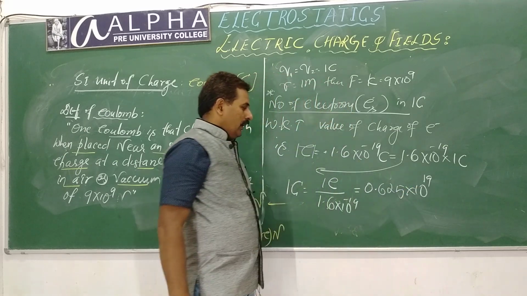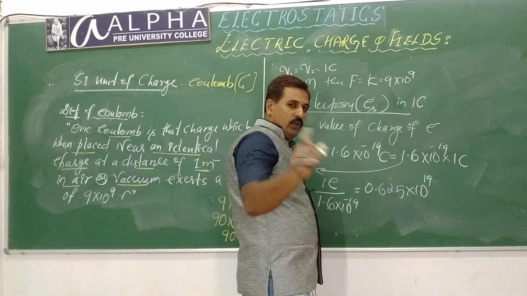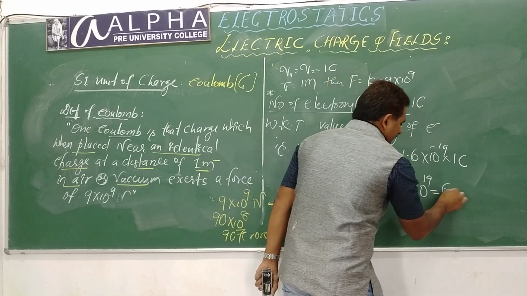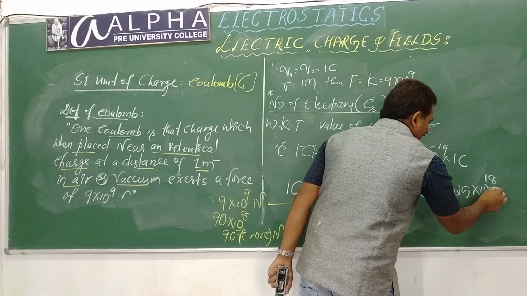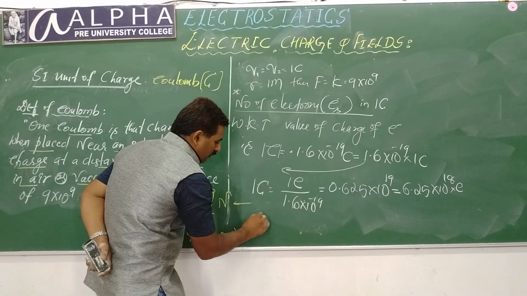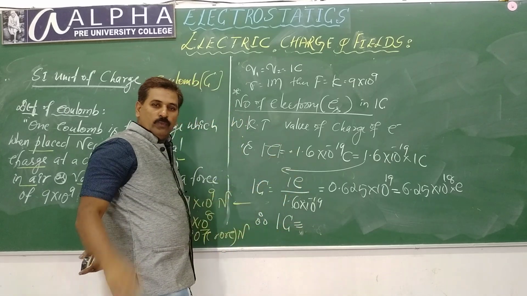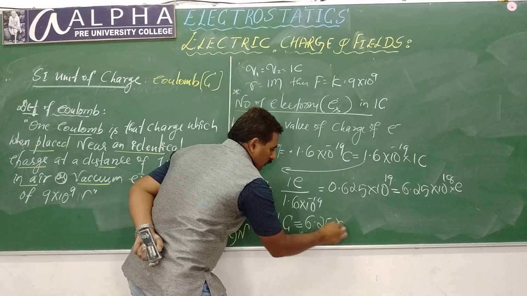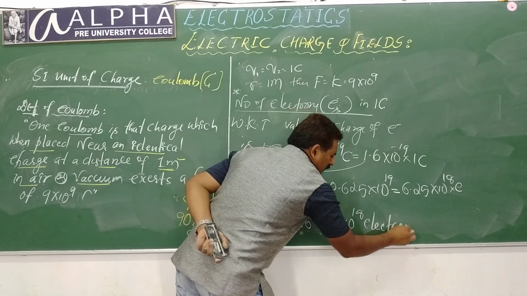I showed you in a simple problem in the previous video. Do it again. And finally, if we shift one place, it becomes 6.25 10 to the power 18, times electronic charge. Therefore, students, 1 coulomb is equivalent to as many as 6.25 10 power 18 electrons, a huge value.